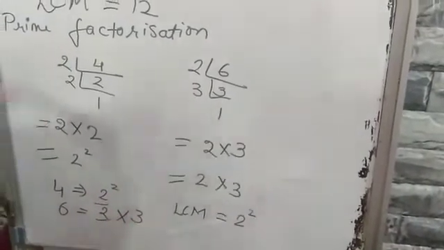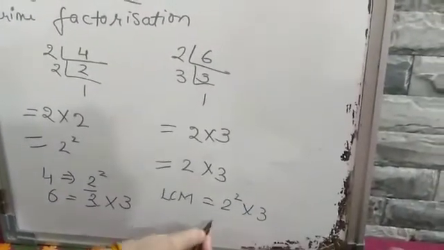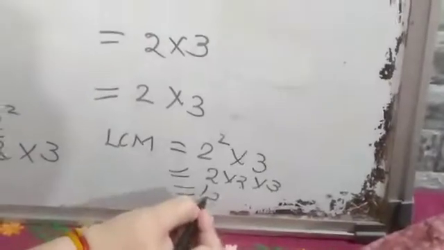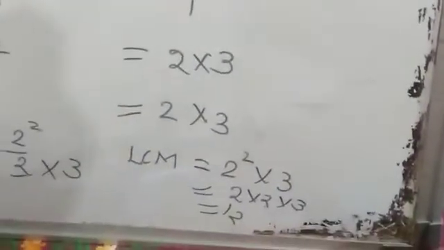And the next one, 3, is the individual one. So 2 twos are 4, please expand it. 3 fours are 12. The same answer you got. Thank you.